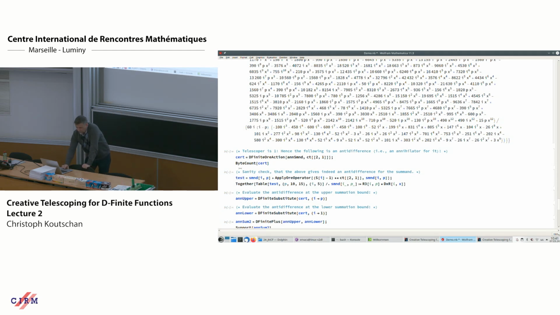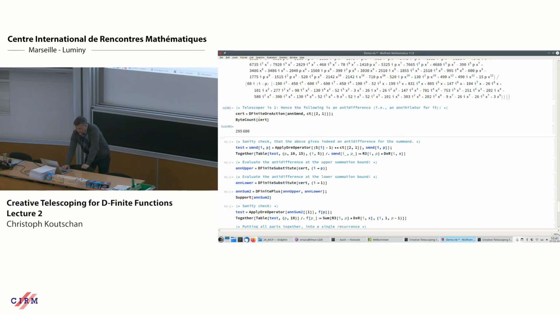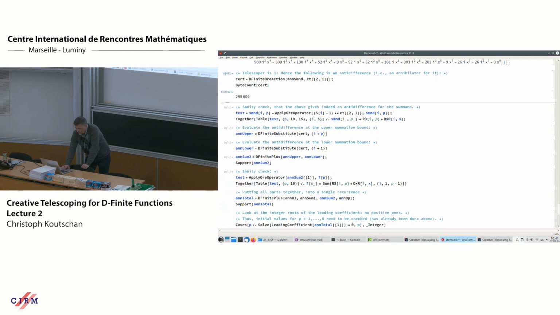So let's compute the certificate. This is this operator applied to the summand, and we don't apply it to the summand, but to the annihilator of the summand. Okay, then we get this. Okay, this is just a sanity check that we don't have to do now. And now we have to evaluate this at the summation boundaries. And again, we can do this with closure properties.